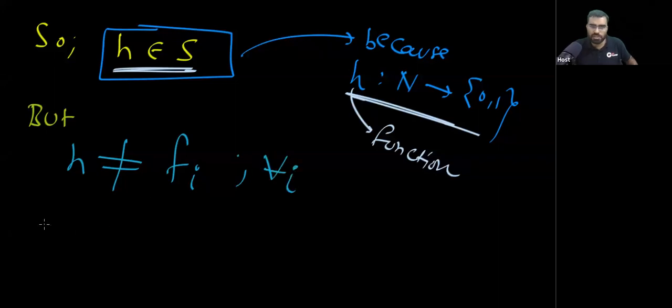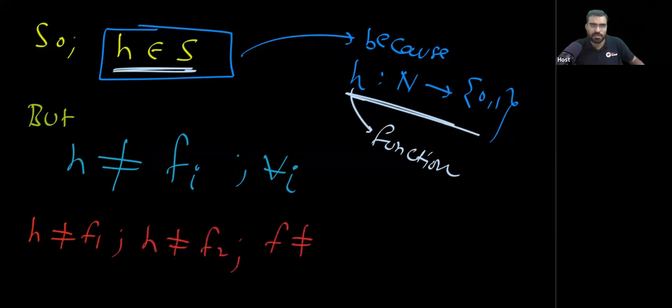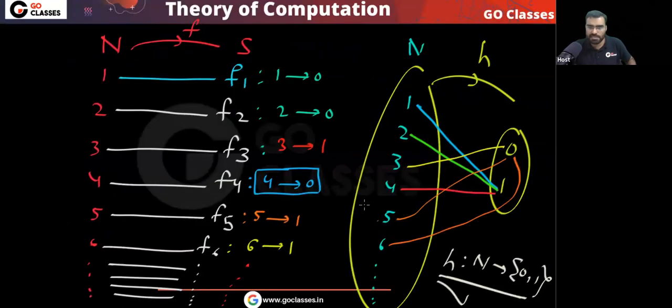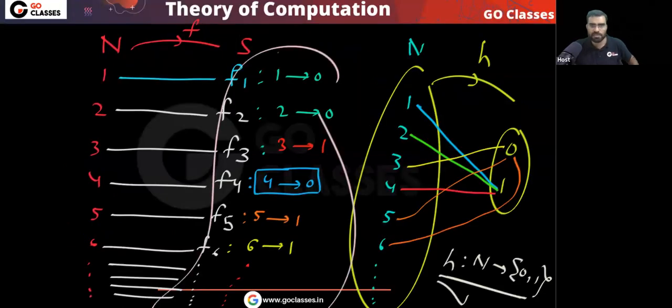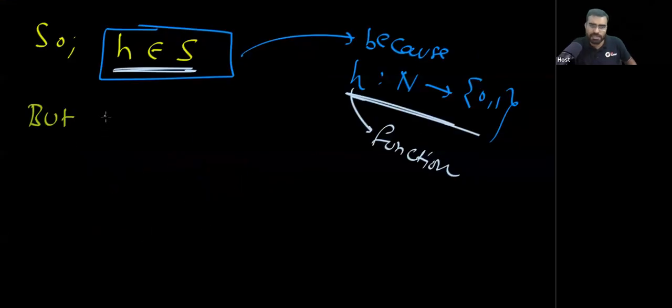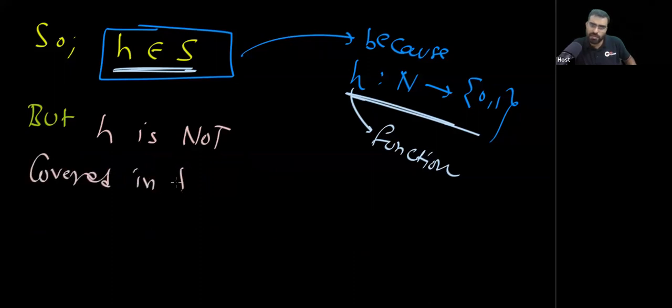Yes or no? For example, h is different from f1, h is different from f2, h is different from f3, h is different from all of them. Yes, correct. This means h does not appear in this sequence. So I can say h is not covered in the arbitrary bijection that we took.